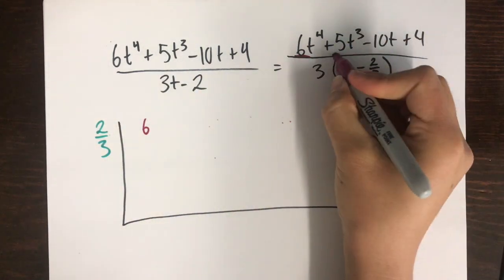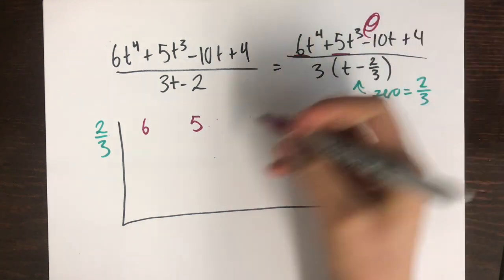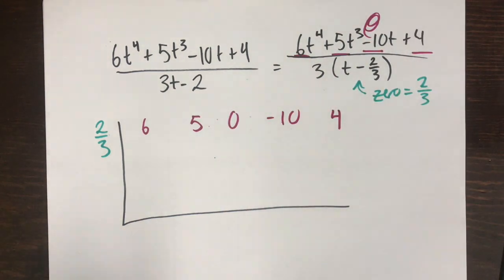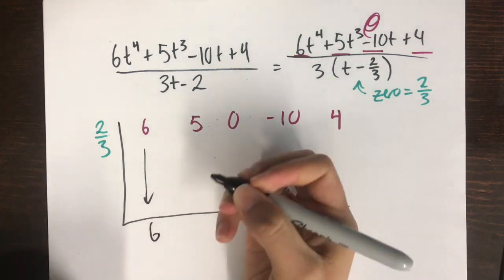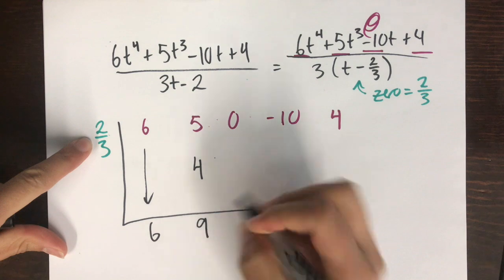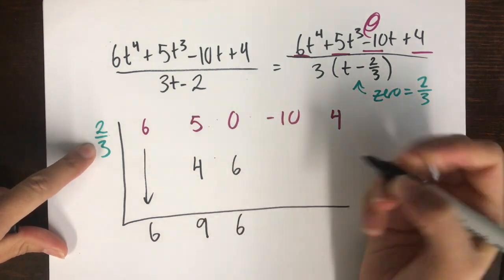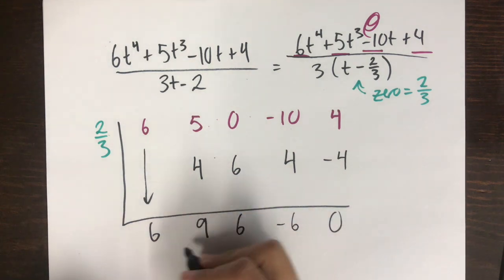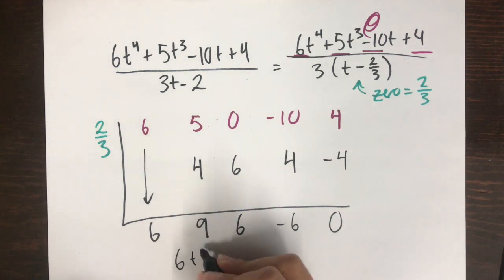So I put my coefficients. I have 6, 5. I don't have a t squared term, so I'm going to put a 0, and then I have -10 and 4. So I bring down the 6, and then I multiply, which is going to be 4, and then I add, which is 9, and then I multiply again, which is going to be 6. I add, and that's 6. I multiply again, and it's 4. I add, and it's -6. I multiply again, it's -4. I add, and that's 0.